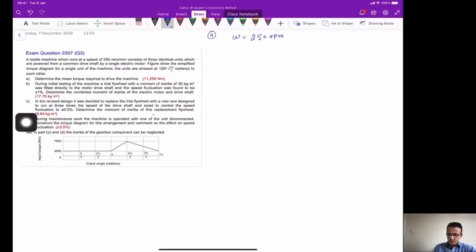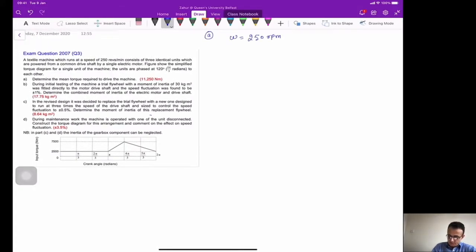To calculate the mean torque, first we need to construct the overall torque diagram for the whole machine, which consists of three such contributions, phased at 120 degrees, which is 2 pi by 3 radians. So to draw the diagram, what we can do is draw these diagrams here.